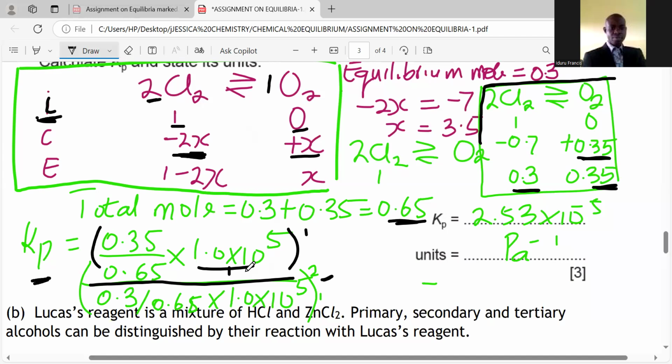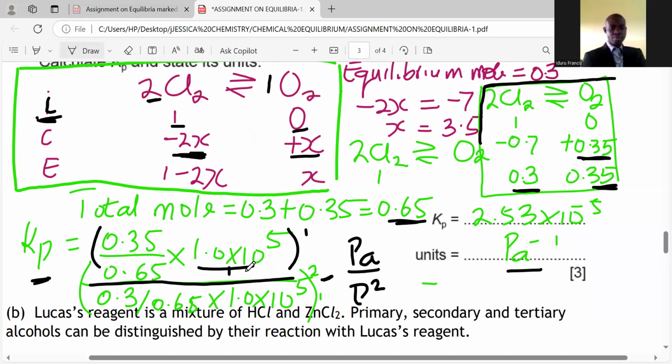And talking about the unit, Pa, Pascal to Pascal squared, so Pascal to the minus 1. That is how to go about this one, and it's 3 marks.